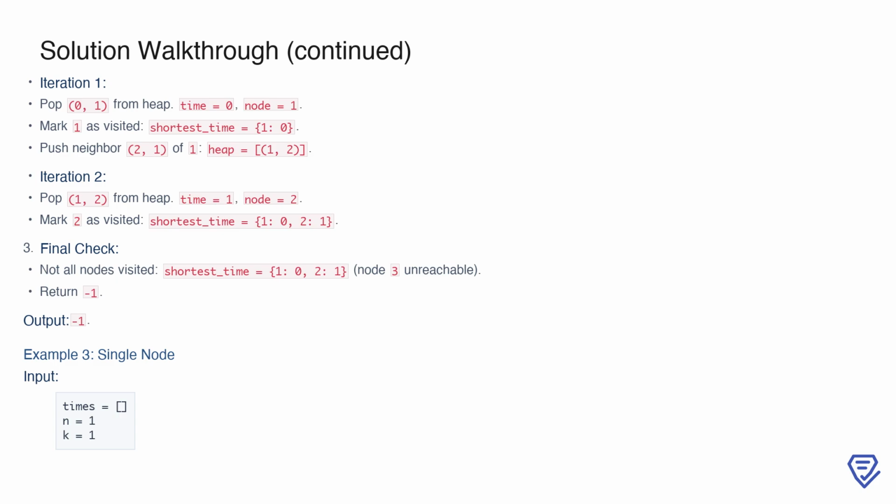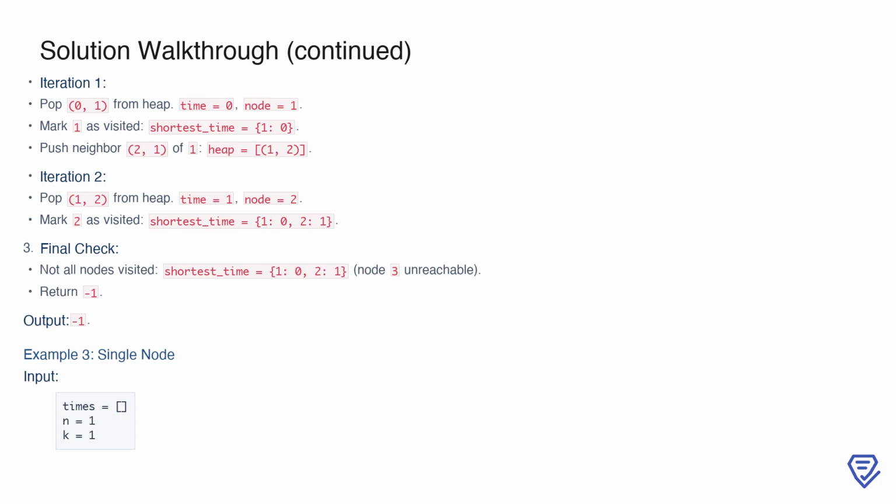In the second iteration, we pop (1, 2) from the heap, visiting node 2 with a travel time of 1. Marking node 2 as visited updates shortest_time to {1: 0, 2: 1}. At this point, the heap is empty, and we check whether all nodes have been visited. Here, node 3 remains unreachable, as it is not in the shortest_time dictionary. This means not all nodes can receive the signal. As a result, the output is -1, indicating that the graph is disconnected.